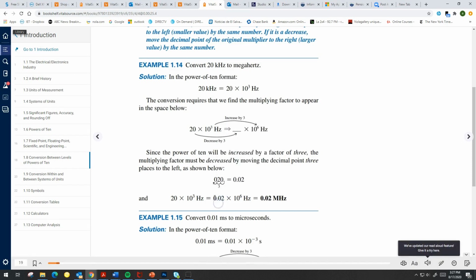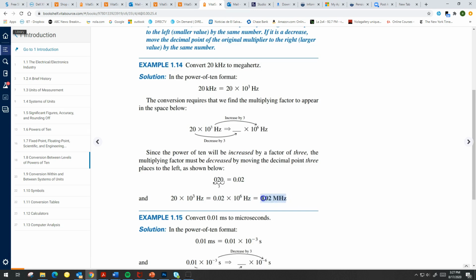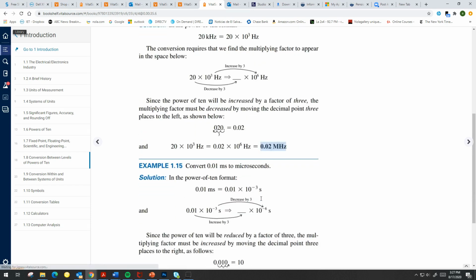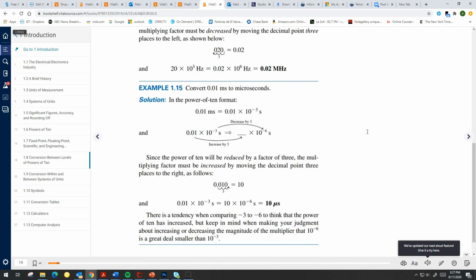And so the answer is 0.002 or 0.02 times 10 to the 6 hertz, or, which is the correct answer, 0.02 megahertz. Right? And that's really the rule always. If you increase the exponent, you decrease the location of the decimal point by the same number. See? Increase the exponent by 3, I decrease the location of the decimal point by 3. All right? Let's look at another one.